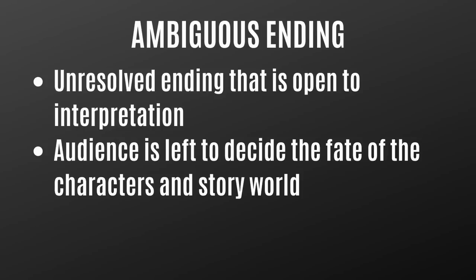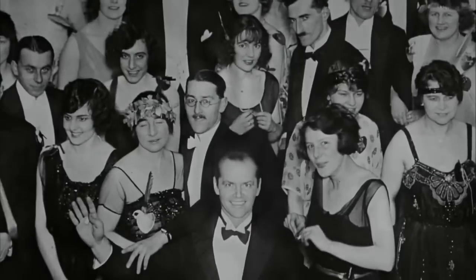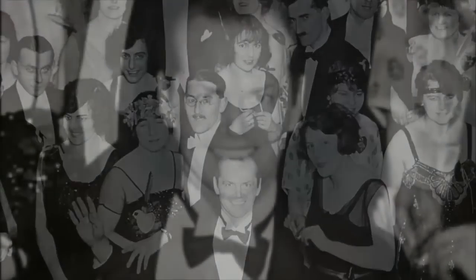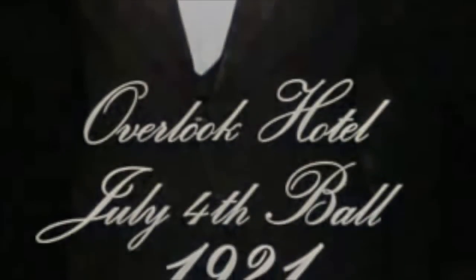Another way to use the unknown to your advantage is to give your story an ambiguous ending. These work really well in horror, and a lingering question can haunt your audience forever. For instance, at the end of The Shining, we see a black and white photo of Jack Torrance, and in the photo, he's smiling during a party at the Overlook Hotel. And the photo is dated 1921, which is decades before the events of the movie.